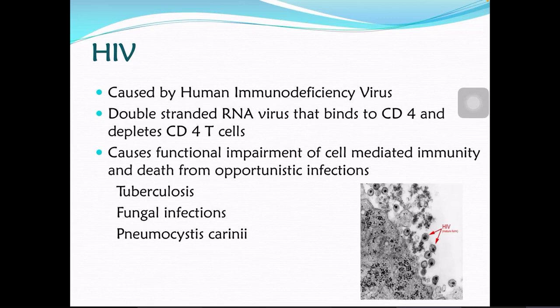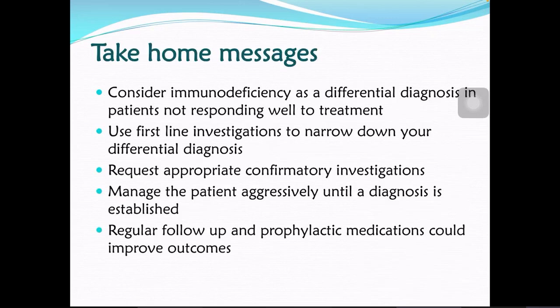So in the latter half, we have discussed the secondary immunodeficiencies. In the first half, we discussed the primary deficiencies. So I think it's time to stop, and I would like you to consider immunodeficiency in the differential diagnosis in patients who are not responding well to treatment. You need to use your first line investigations to narrow down your differential diagnosis. So taking blood cultures, doing full counts, CRPs, ESRs, those are very important because the blood cultures themselves sometimes will be useful for you to differentiate what organism is causing the infection.